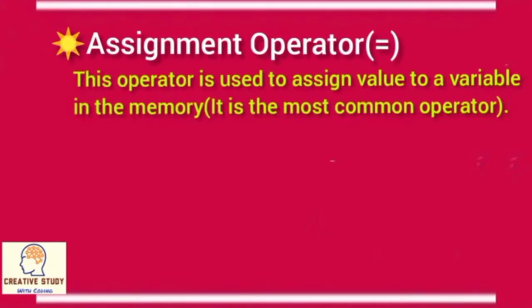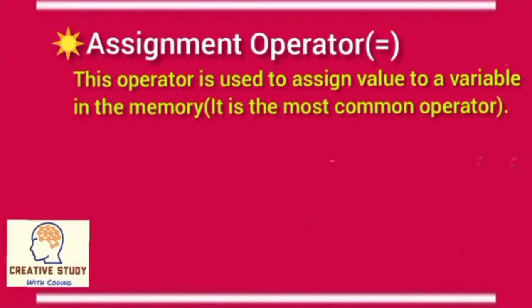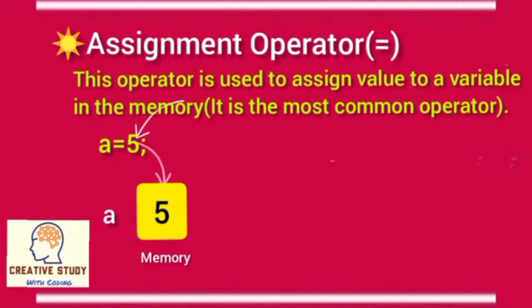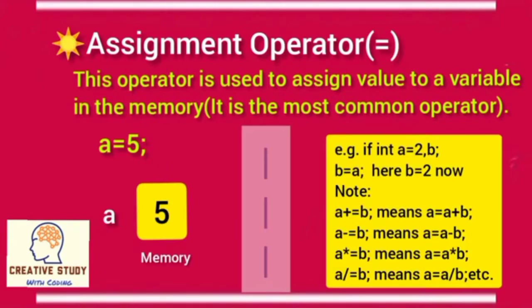Let's see assignment operator. This operator is used to assign value to a variable in the memory. Here a = 5 means we are assigning the value of a, that is 5, in the memory. Let's understand it with another example. Here a = 2 and we are assigning the value of a, that is 2, to b. So the value of b will be 2.